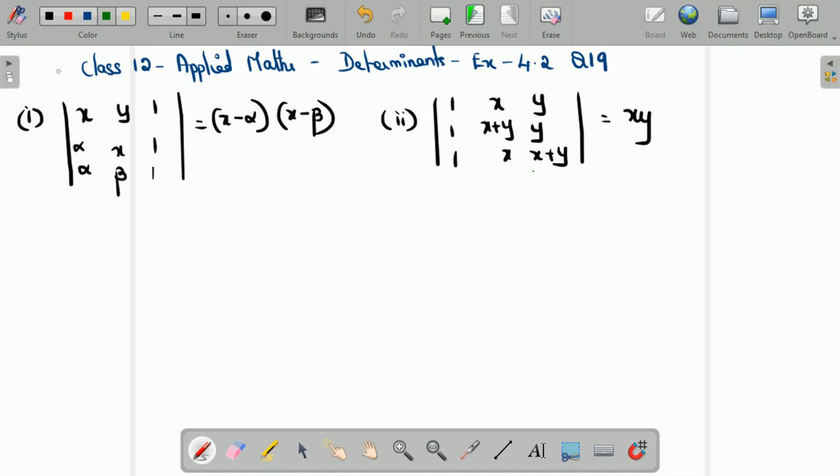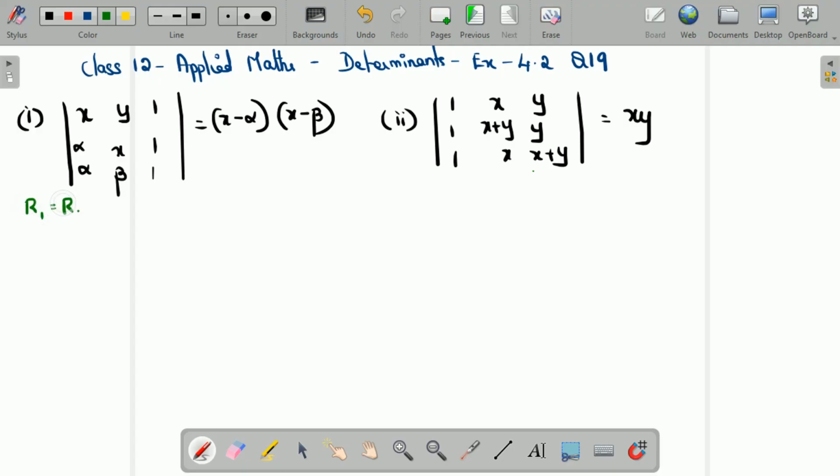In this video, let's find the solution for the 19th question in exercise 4.2. Let's start with the first subdivision. So without performing expansions, we need to prove the value of this determinant is going to be equal to this particular expression. So let's start with the first transformation.